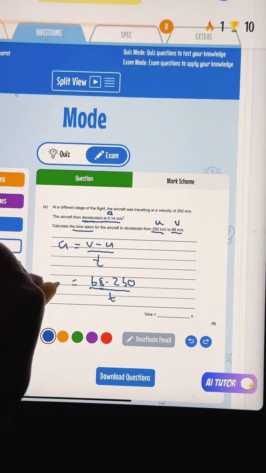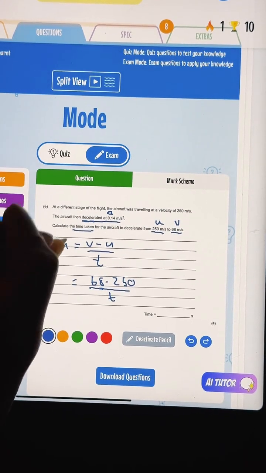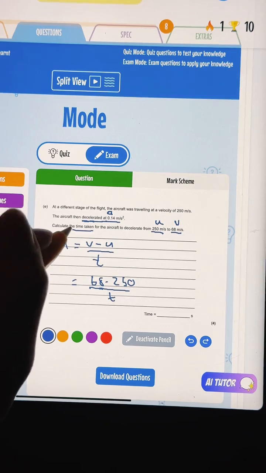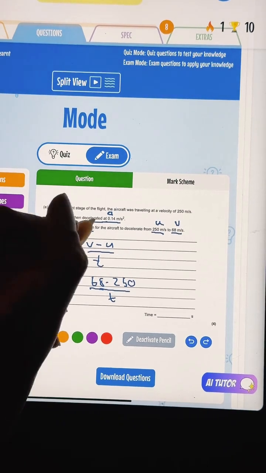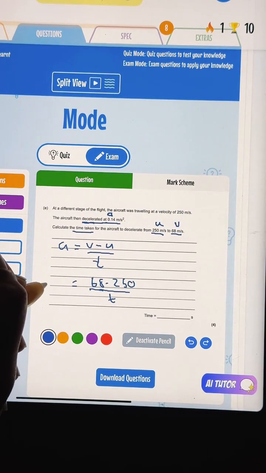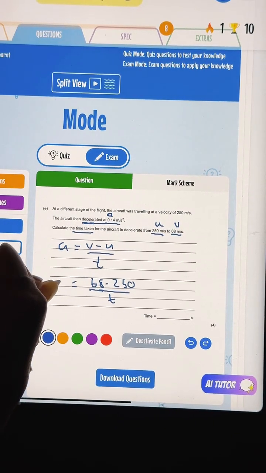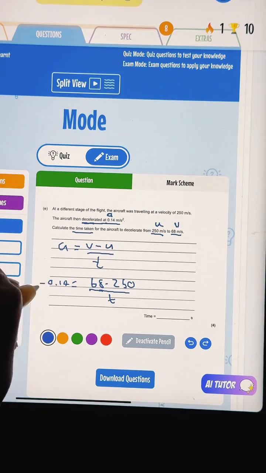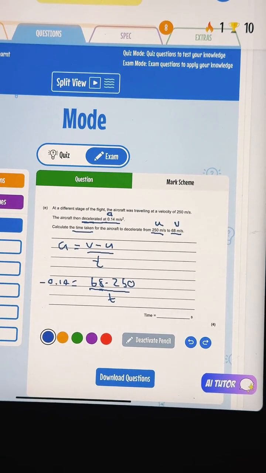So it doesn't look like anyone knows the number here. So the key here, because it's deceleration, it's the opposite of acceleration. So where it says deceleration is 0.14, the acceleration will be minus 0.14. Yeah, we have to put a minus. That's how we identify that it's deceleration.